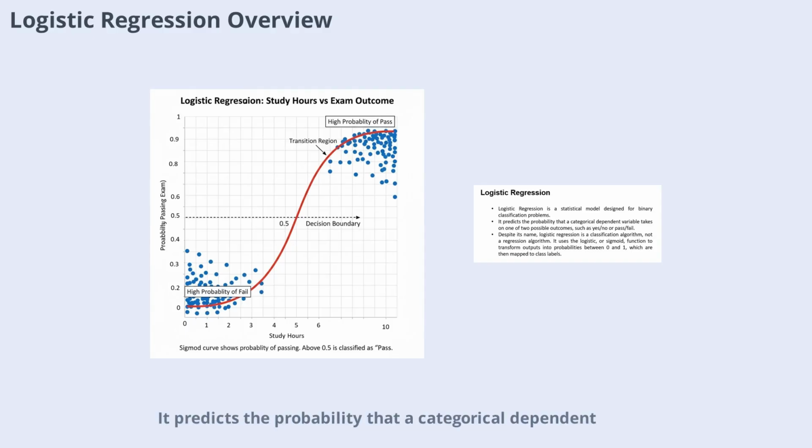Logistic regression is a statistical model designed for binary classification problems. It predicts the probability that a categorical dependent variable takes on one of two possible outcomes, such as yes, no, or pass-fail. Despite its name, logistic regression is a classification algorithm, not a regression algorithm. It uses the logistic or sigmoid function to transform outputs into probabilities between 0 and 1, which are then mapped to a class label.